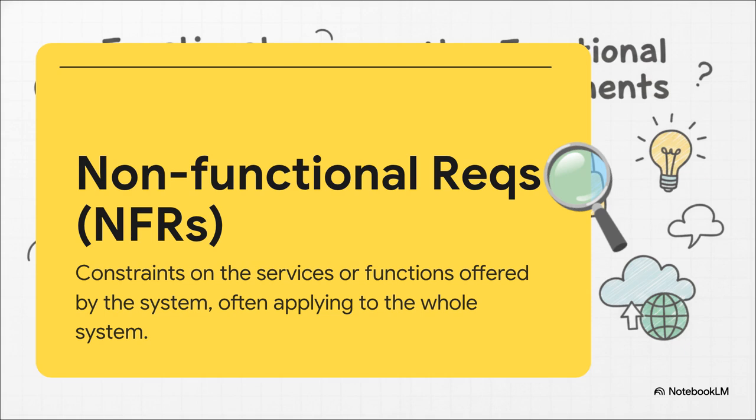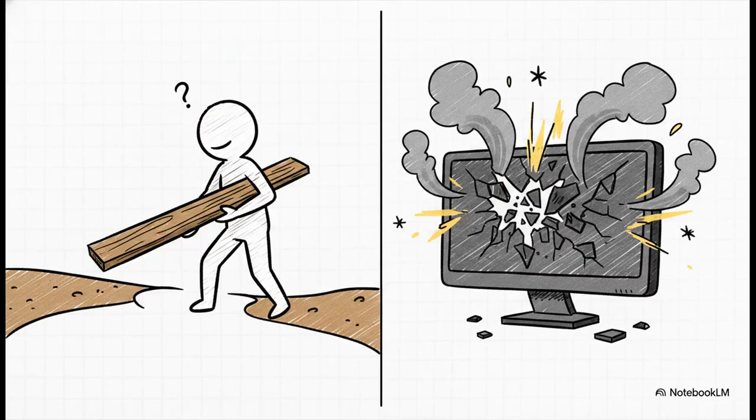We're talking about how well, how fast, or how securely the system must operate. You can't just click a button for these. They are the overarching rules, like timing constraints, development standards, or privacy laws that dictate the whole architecture. Now, it's pretty easy to assume that the shiny features are the most important part of a project. But actually, non-functional requirements are often way more critical. Think about it.